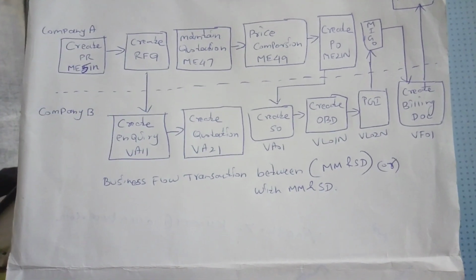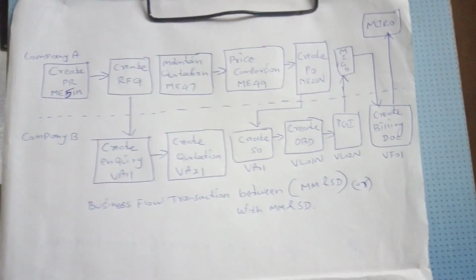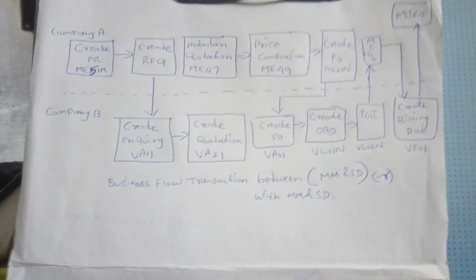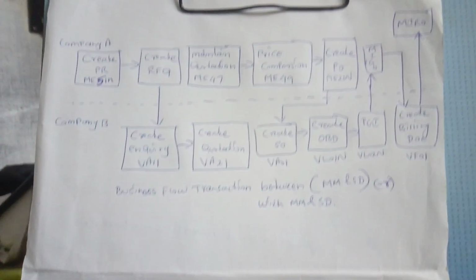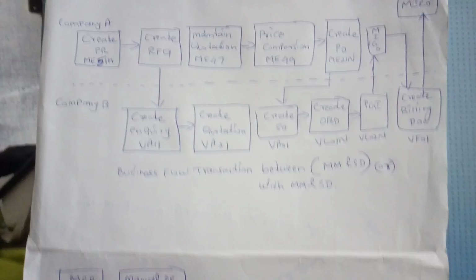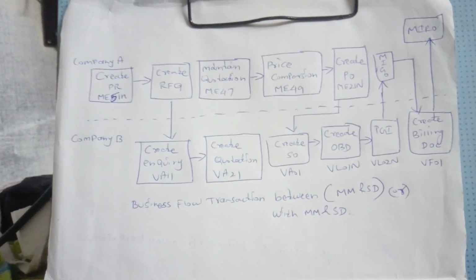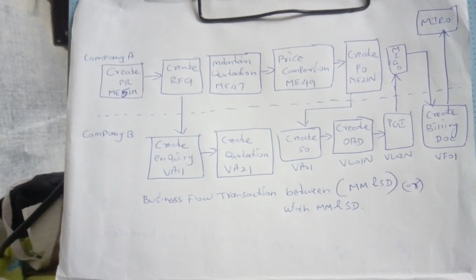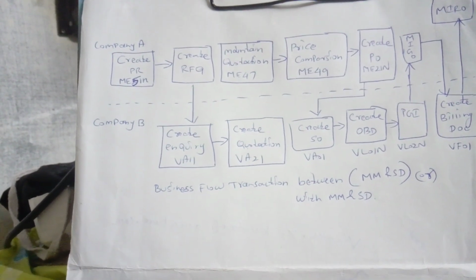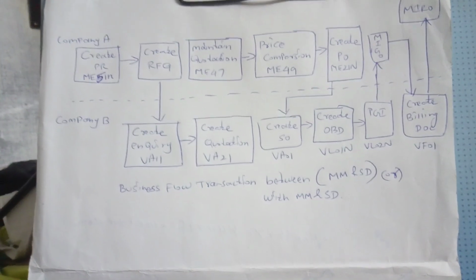That refers to the RFQ number. RFQ means request for quotation number. They have already sent it to the vendor, that is company B. So it is an input for them. They will enter everything in their SAP, in the SAP MM module. We have this maintain quotation transaction, ME47.